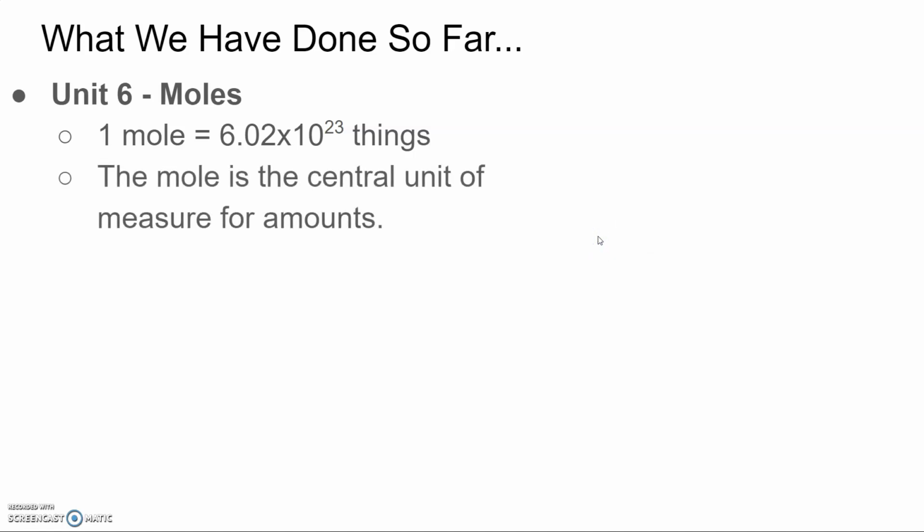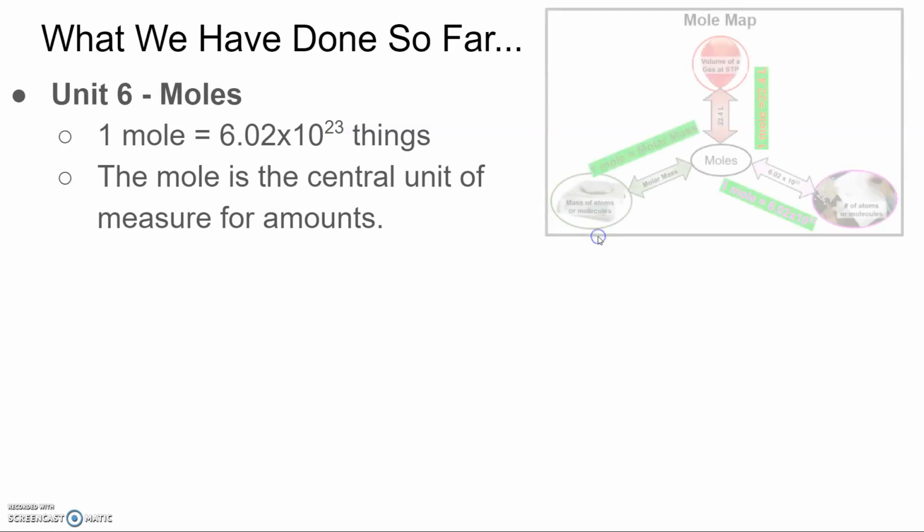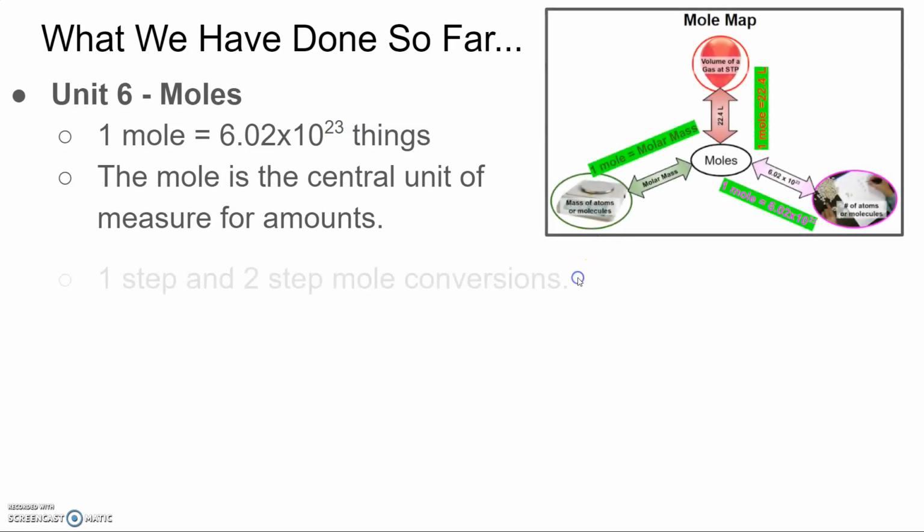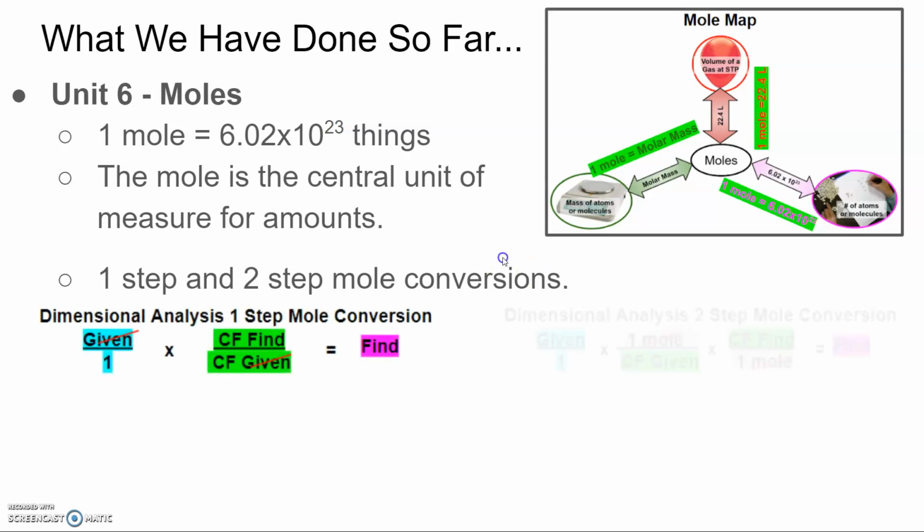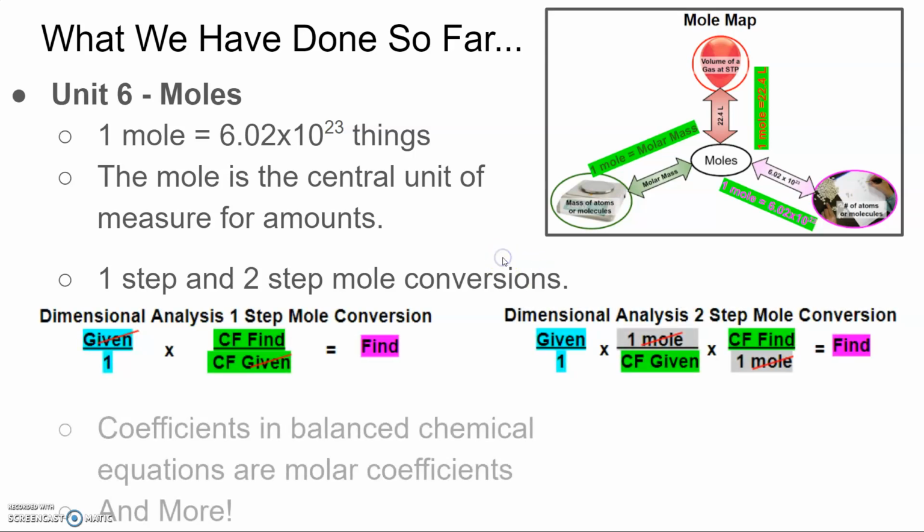In Unit 6 on moles, we learned that a mole is equal to 6.02 times 10 to the 23 things. It's the central unit of measure for amounts, as we see in the mole map. We also learned how to do one-step and two-step mole conversion. And we learned the coefficients in balanced chemical equations are molar coefficients. And we also learned other things as well.